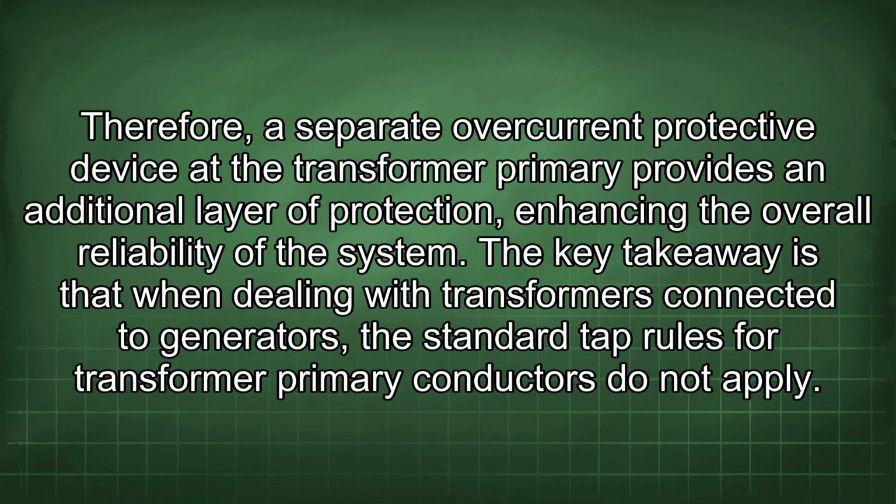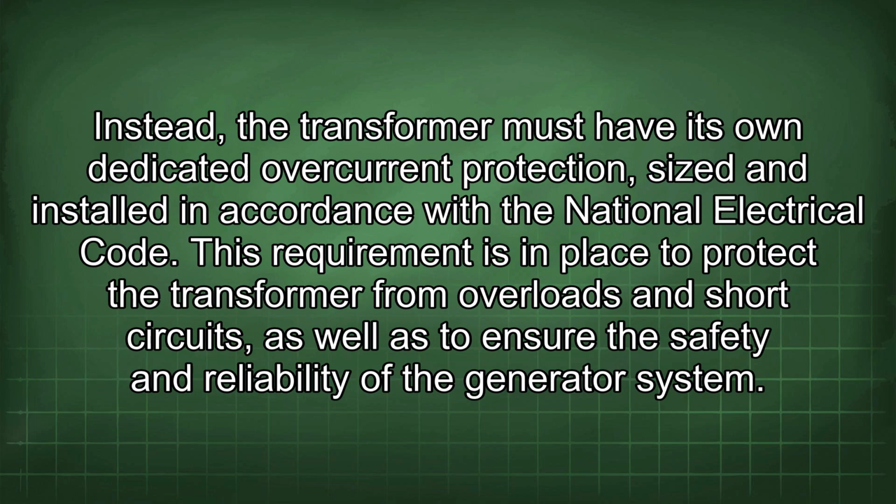Therefore, a separate overcurrent protective device at the transformer primary provides an additional layer of protection, enhancing the overall reliability of the system. The key takeaway is that when dealing with transformers connected to generators, the standard tap rules for transformer primary conductors do not apply. Instead, the transformer must have its own dedicated overcurrent protection, sized and installed in accordance with the National Electrical Code. This requirement is in place to protect the transformer from overloads and short circuits, as well as to ensure the safety and reliability of the generator system.